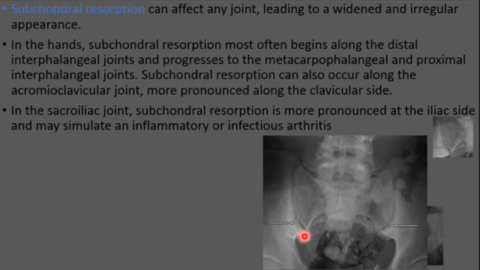So there is widening of the joint space. In the acromioclavicular joint it starts with the clavicle, and in the sacroiliac joint it is more on the iliac side, and bilateral. It's just a small trick to remember.